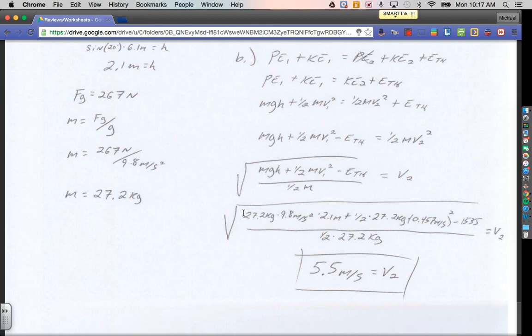The mass, 27.2 kilograms, g, 9.8, height, 2.1 meters, plus 1/2. The m, again, 27.2 kilograms. The v at the beginning of the problem was given at 0.457 meters per second. Don't forget to square it. Minus the thermal energy, which we solved for in part A, 153 joules. All divided by the 1/2 times her mass again, 27.2 kilograms, and I take the square root. And that tells me that at the bottom of the slide, the little girl is moving 5.5 meters per second.